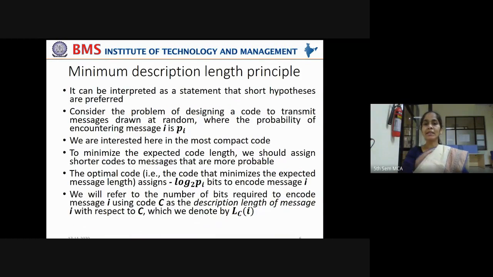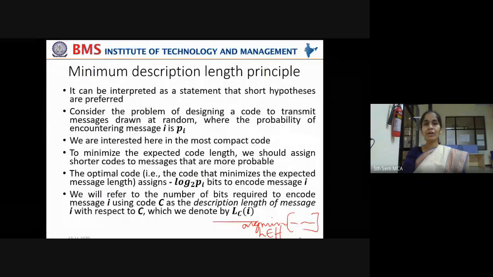Now it can be interpreted as a statement that short hypotheses are preferred because we are using argmin. Because you are using argmin, H belongs to H, and you are minimizing the negative of something. How can it be interpreted? It can be interpreted as a statement that short hypotheses are preferred. Minimum of this hypothesis you are preferring. You are trying to minimize something. That can be expressed as a statement that short hypotheses are preferred.